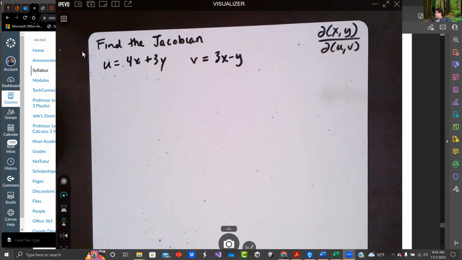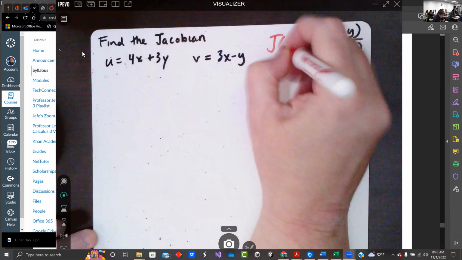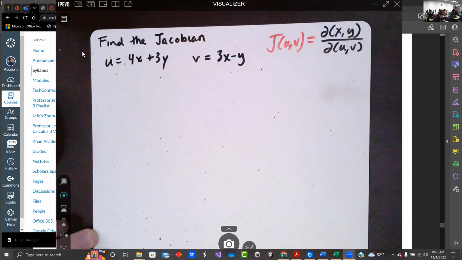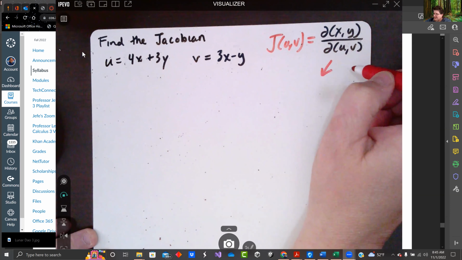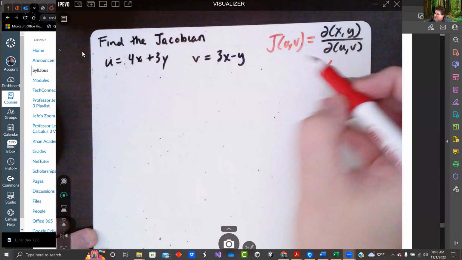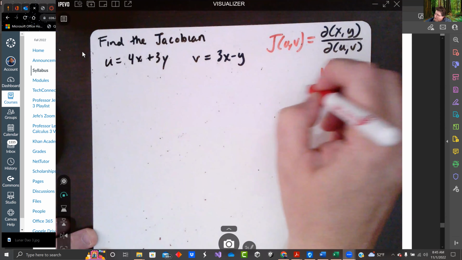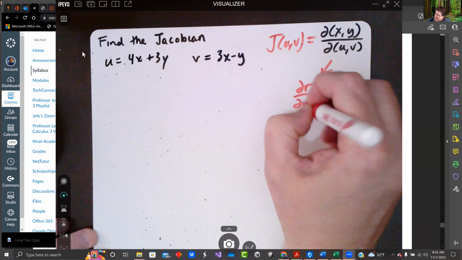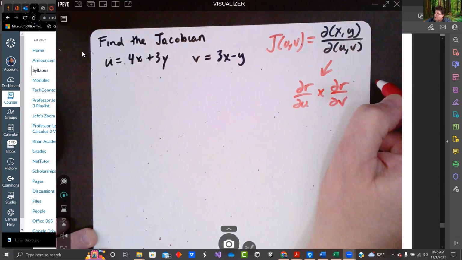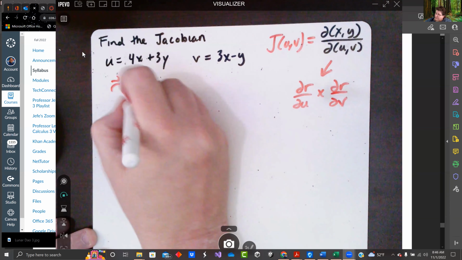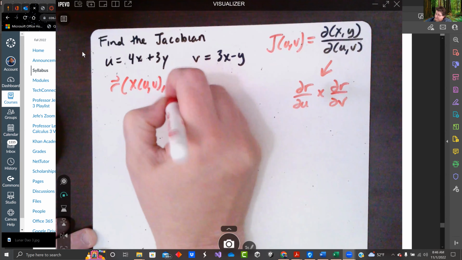All right, so we're gonna find the Jacobian. This is commonly written as J. What this means is we're effectively, if we have R as a function of X and Y, we're gonna do dr du cross dr dv, where R is in terms of x of u,v and y of u,v.